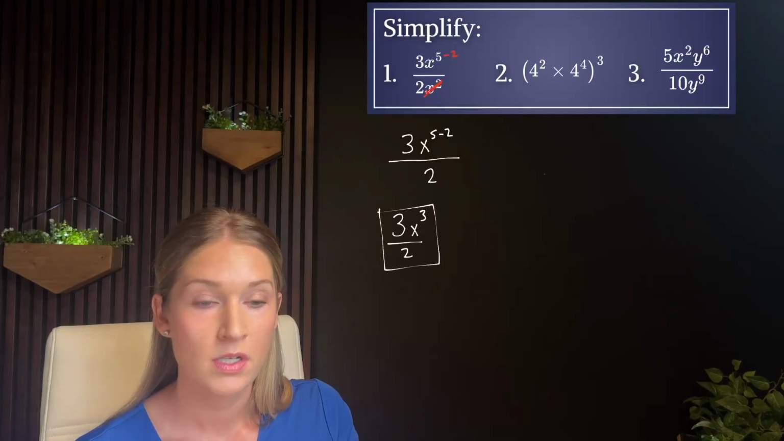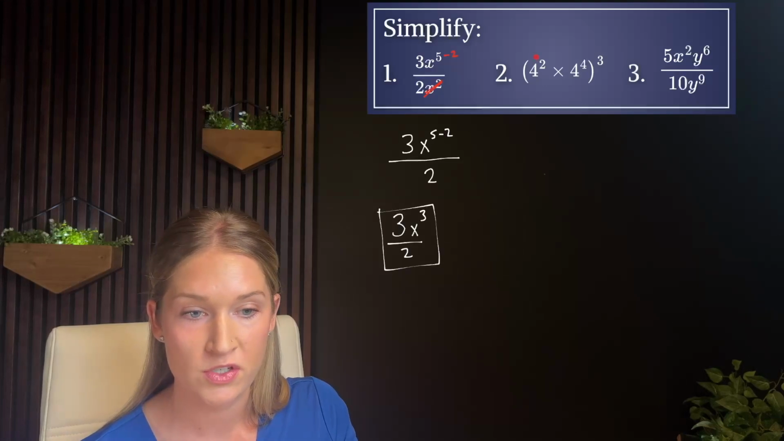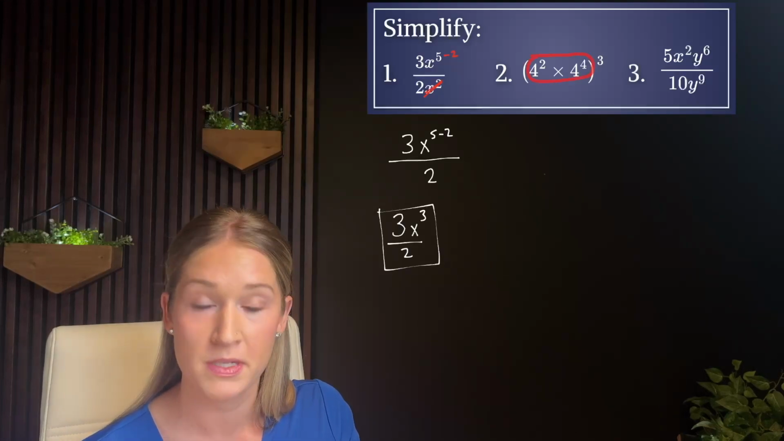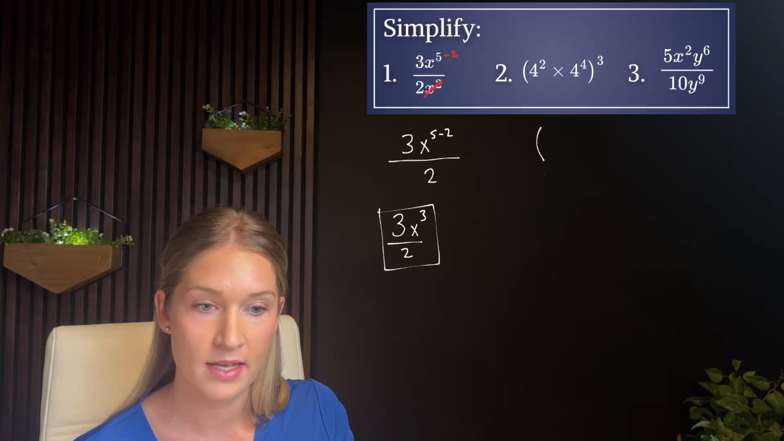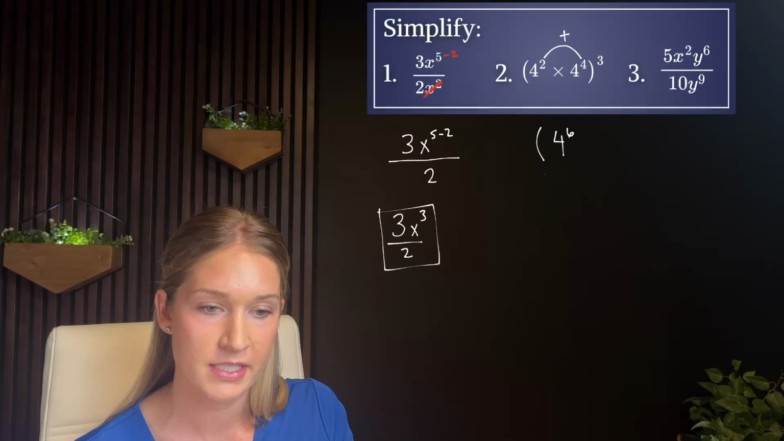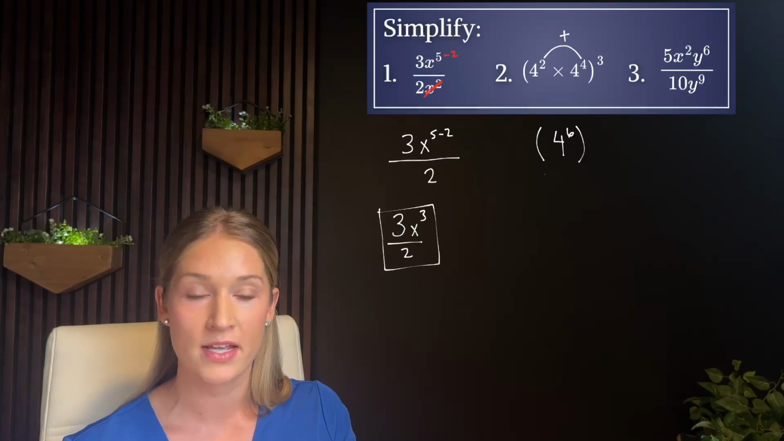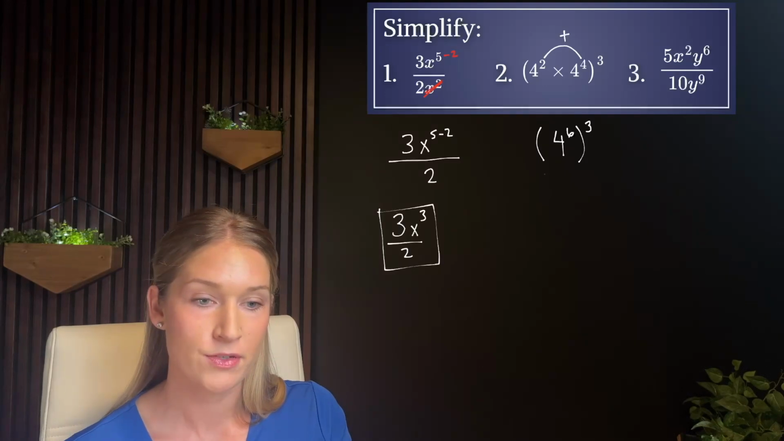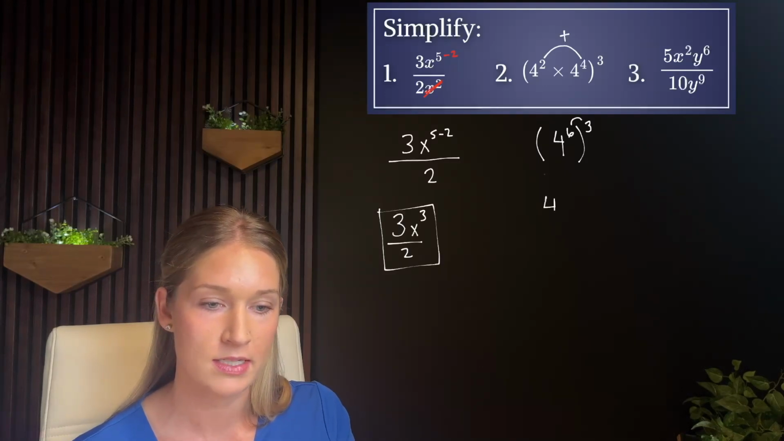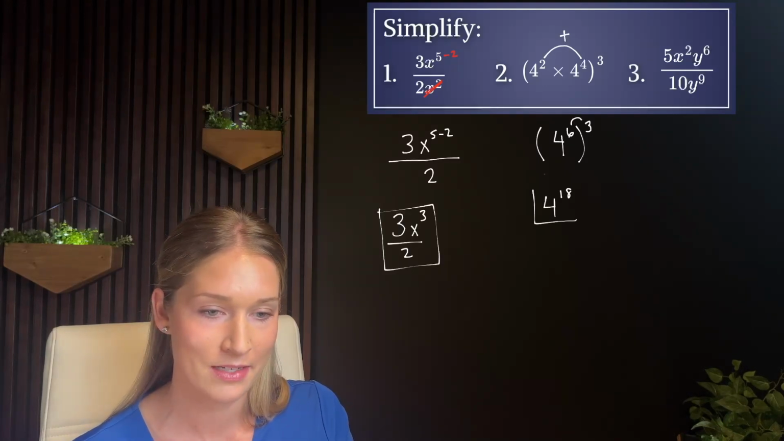Number 2, just follow your order of operations, which says do inside of any grouping symbols first. So I'll simplify those 4s. When I do that, I add the exponents together to get 4 to the power of 6, and then all of that's raised to the power of 3. Now I have the power of powers, so I'm going to multiply the 6 and the 3 to get 4 to the power of 18.